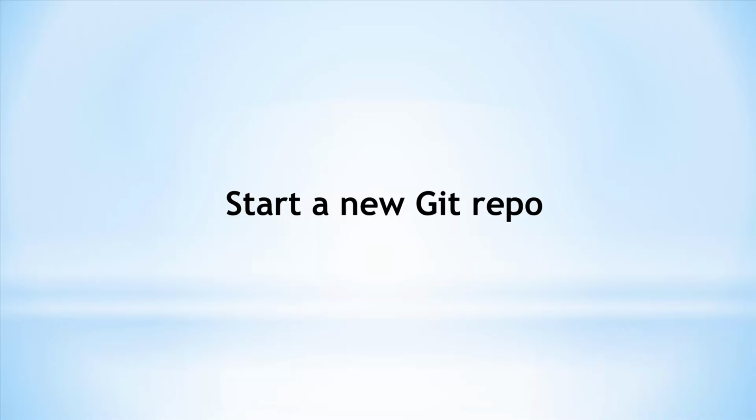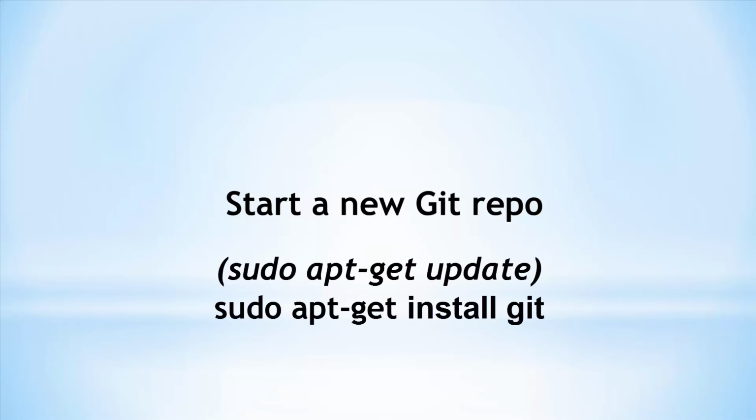Start a new Git repo. On my system, I'm using a Linux Ubuntu VM. To install Git, I ran sudo apt-get install git. For other systems, please search online for Git installation documentation. We start with the standard directory on our file system. I'll create a directory on my file system.